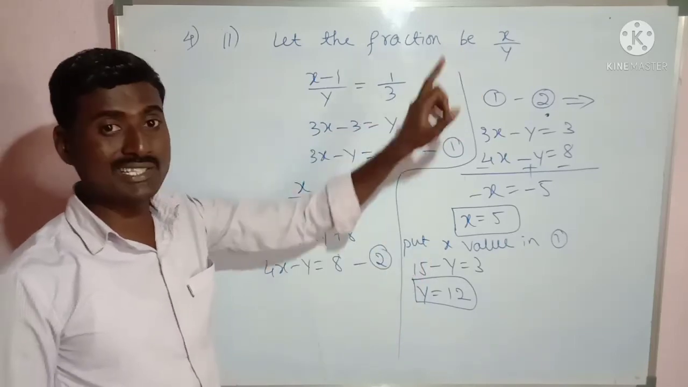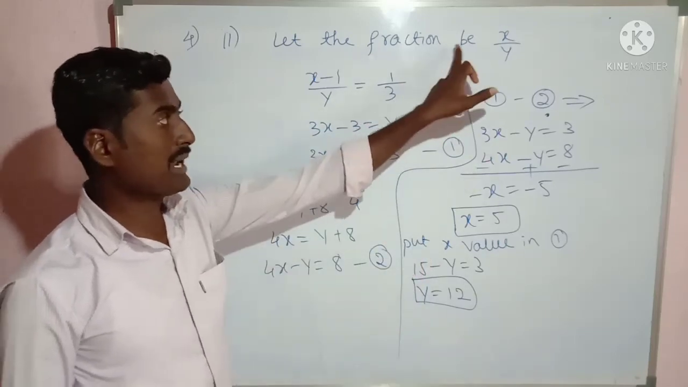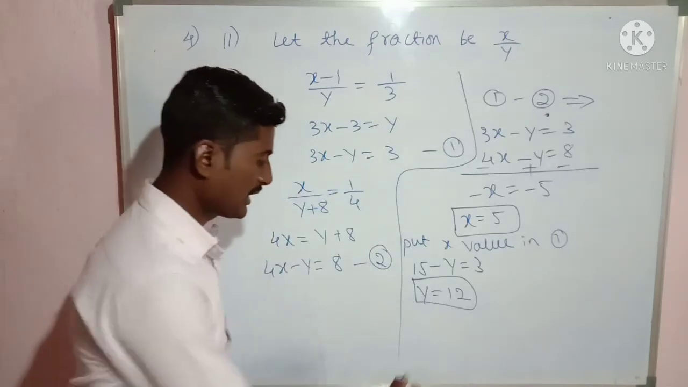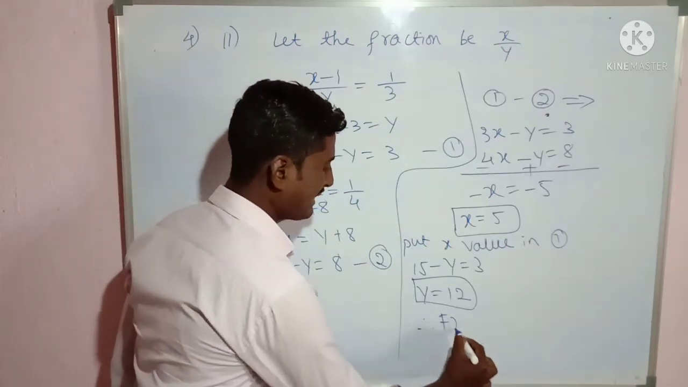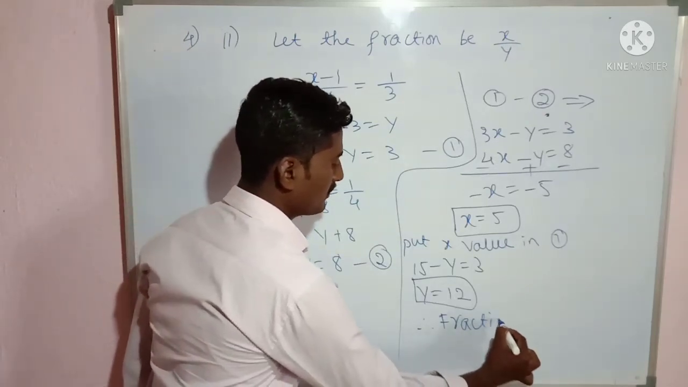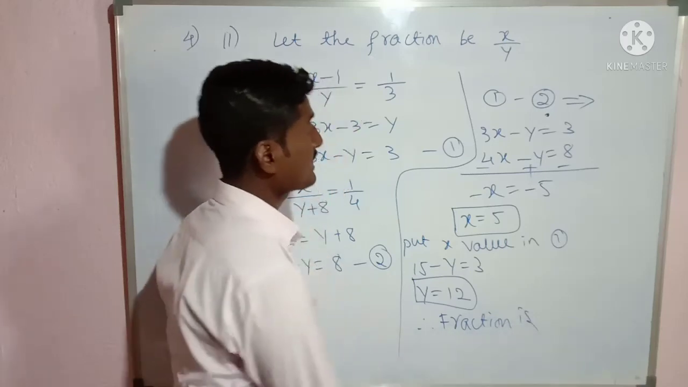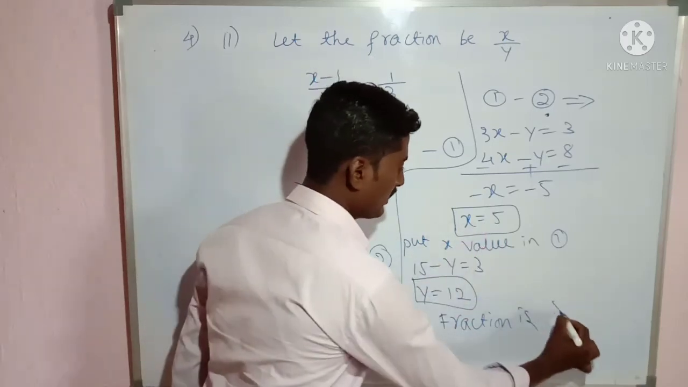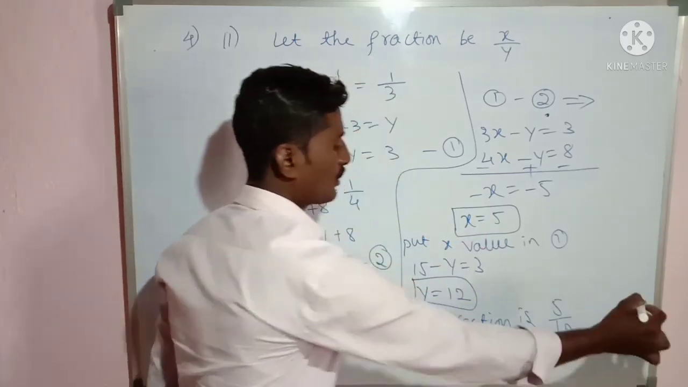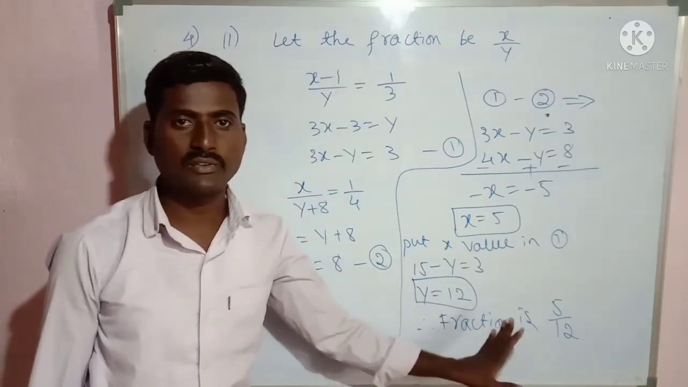So we have to write the conclusion now. The fraction will be x divided by y. Therefore, fraction is x by y, x is 5 divided by 12. The fraction is 5 by 12.